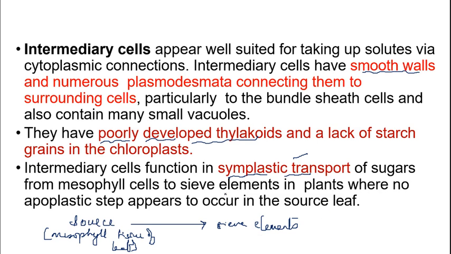So in the plants where no apoplastic stage appears, only intermediary cells work, because intermediary cells transfer the solute in the symplastic pathway. Symplastic means cytoplasmic pathway.